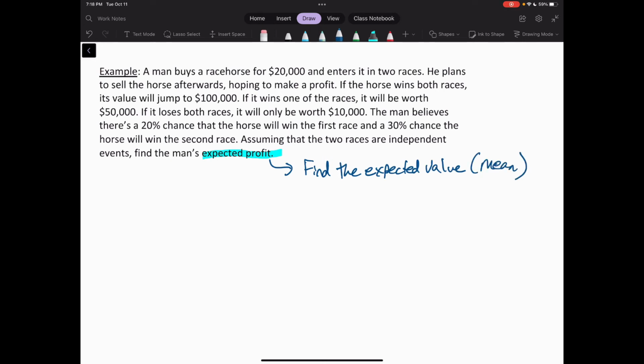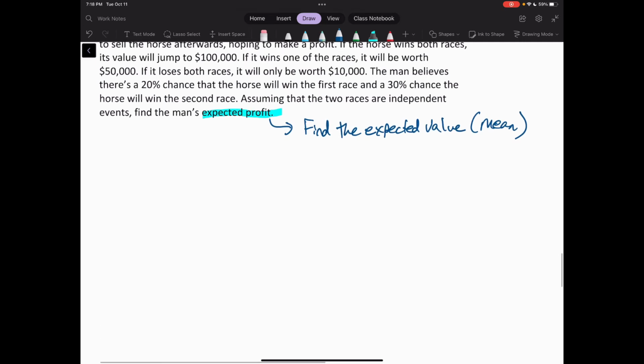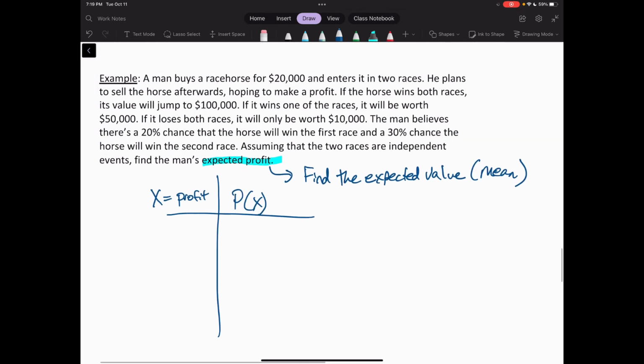Okay? Well, in order to do that, we need to create that probability model table. And that's exactly what we're going to do here, except I'm going to make my table, the last one was horizontal, I'll make this one vertical. So here we go. We're going to make a table, our probability model. And the random variable x, very important, folks, is going to represent the profit that he gets from selling the horse, and p of x is going to represent the probability that he gets that profit.